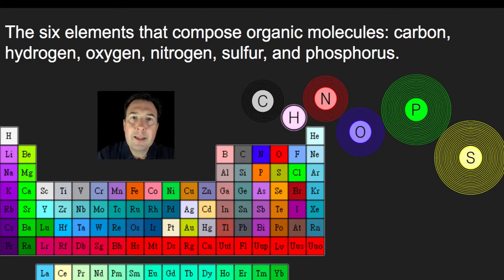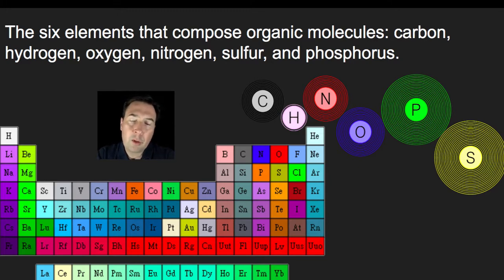So the 6 elements that compose organic molecules are carbon, hydrogen, oxygen, nitrogen, sulfur, and phosphorus. Sometimes these are referred to as CHONS plus P or CHONSP. And every once in a while, some people do this backwards and they call them SPONCH. I am always a little bit in favor of the CHONS plus P because carbon, hydrogen, oxygen are found in all of our macromolecules. Nitrogen is found in 2 of the 4 macromolecules, and then phosphorus is found in 1 and sulfur is found in the other.